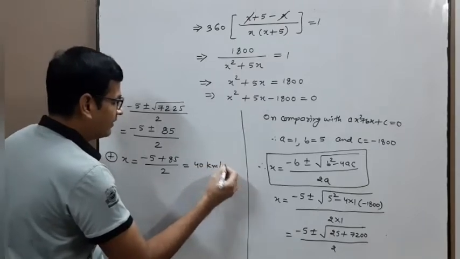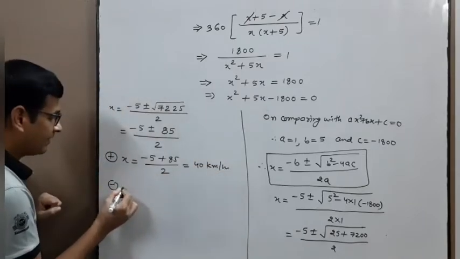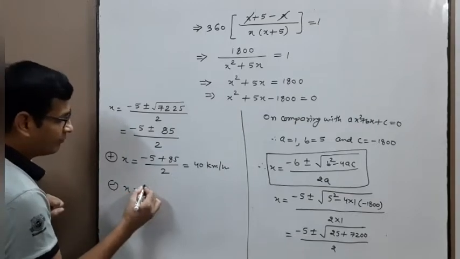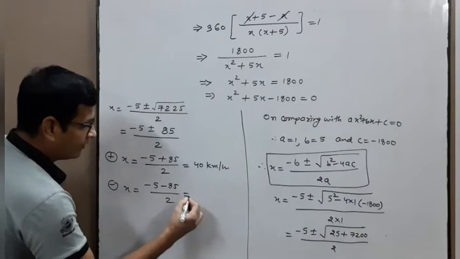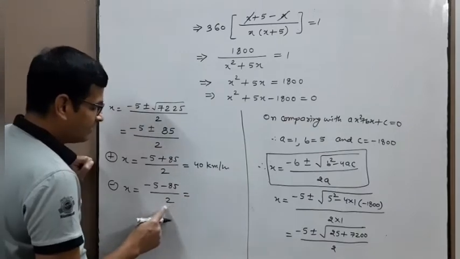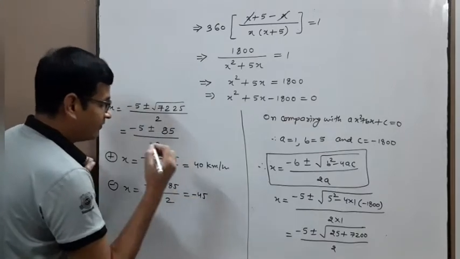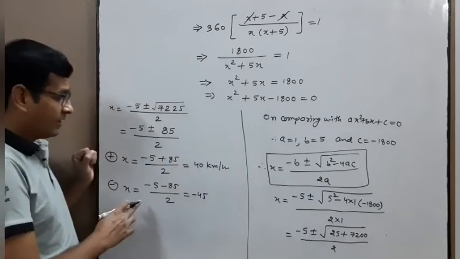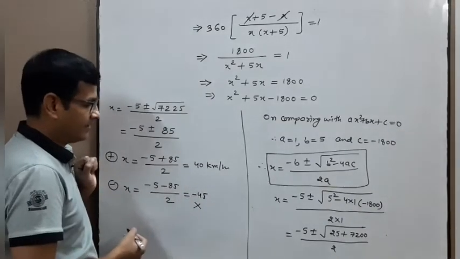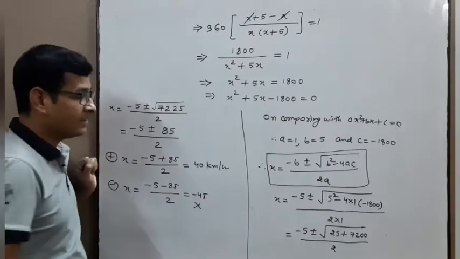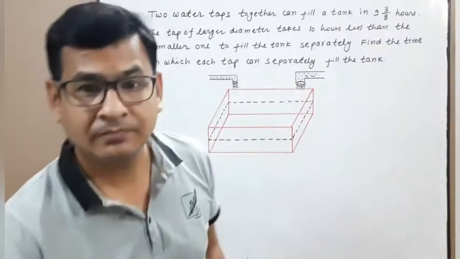kilometer per hour. Now taking minus sign. So x equal to minus 5 minus 85 upon 2, equal to minus 90 upon 2, which is minus 45. We know speed cannot be negative, so this is rejected. So the correct answer is 40 km per hour. Next problem.